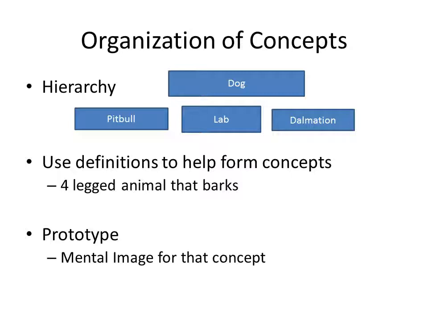We also, in order to organize concepts, use definitions to help them. Okay, so if we said a four-legged animal that barks, now all of a sudden you have this idea, oh my gosh, that must be the concept of a dog. So not only do hierarchies help us organize, definitions help us organize, and then the last one is a prototype, which is a mental image for the concept.